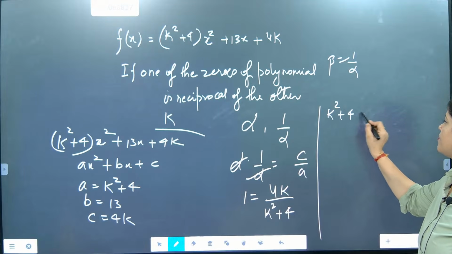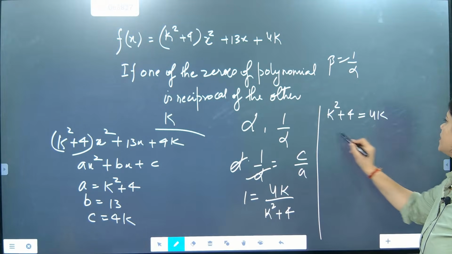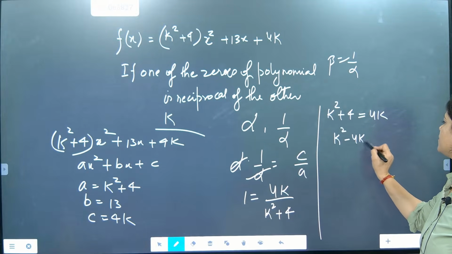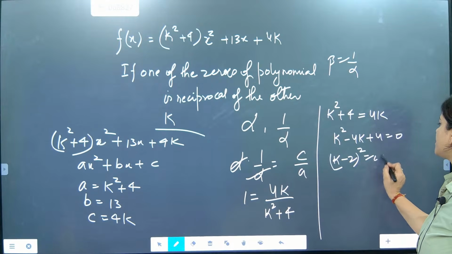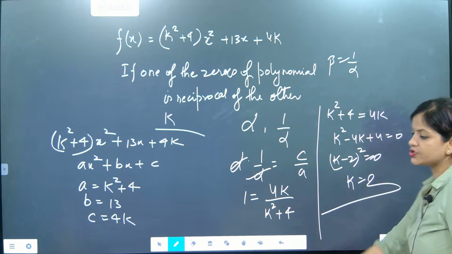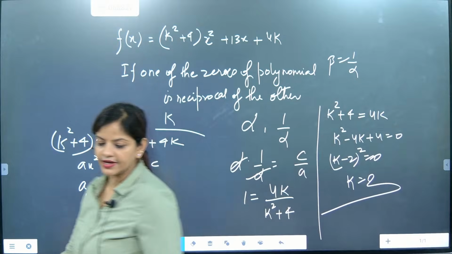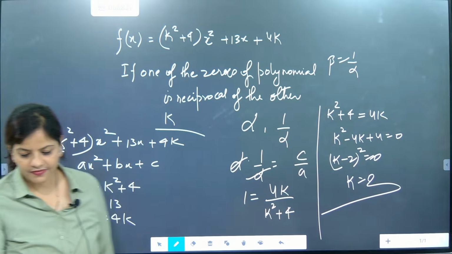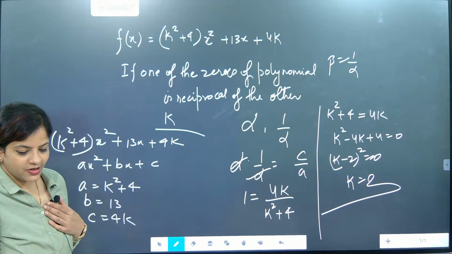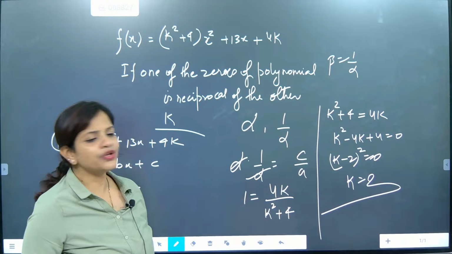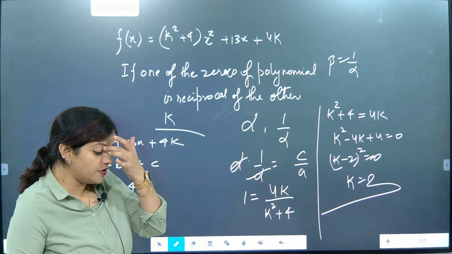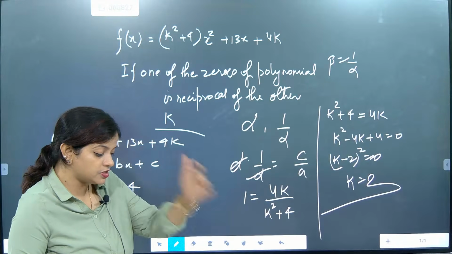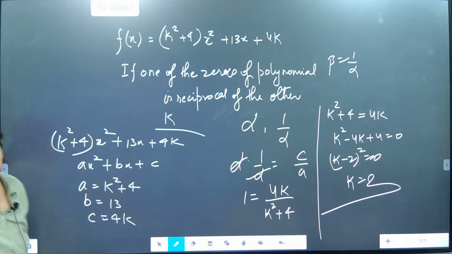So k square plus 4 is equal to 4k. So k square minus 4k plus 4 equal to 0. So k minus 2 whole square equal to 0. K value is coming as 2. So the option you are going to directly hit. Rishabh, so k is coming as 2. Directly understood or not? So k value will come as 2. Please practice this question. This is a very good question. Please do it nicely.